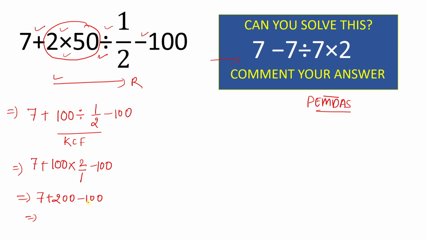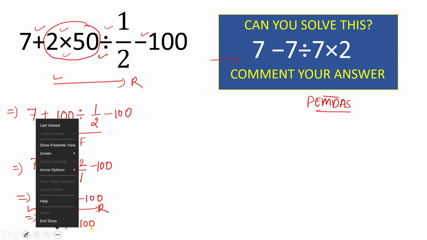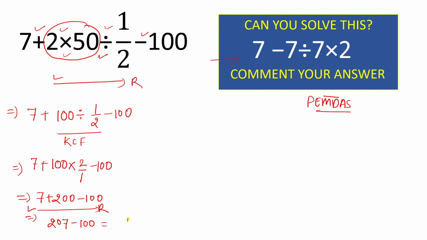And again there are two operations, addition and subtraction. So again we have the same priority, so we will do left to right. 7 plus 200 will give the result 207 minus 100, and ultimately this will give the result 107, which is the right answer to question number 1.